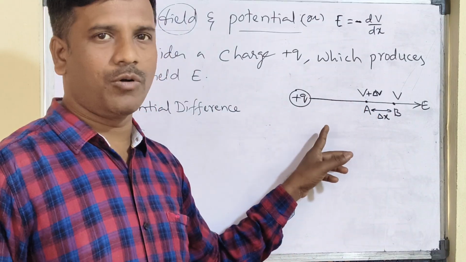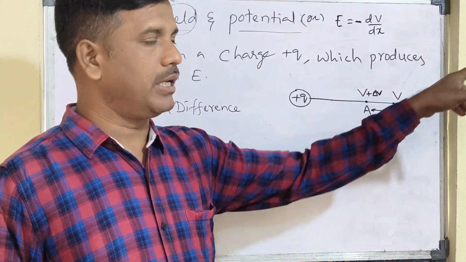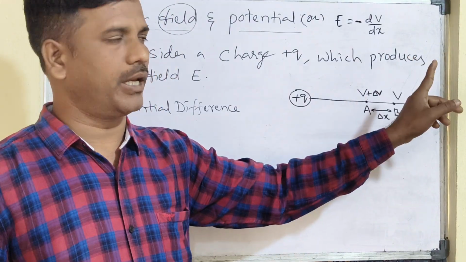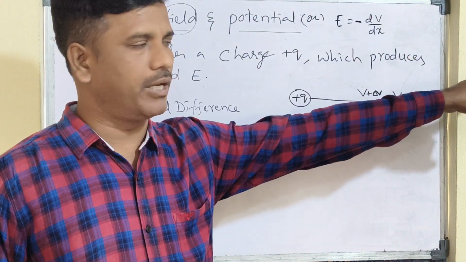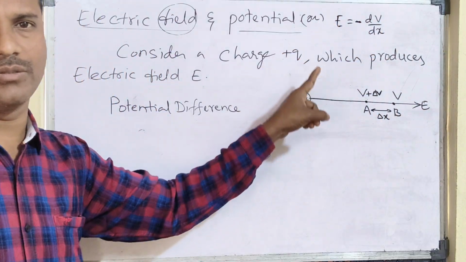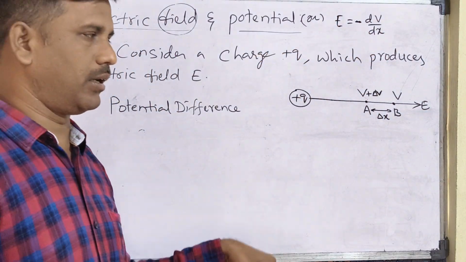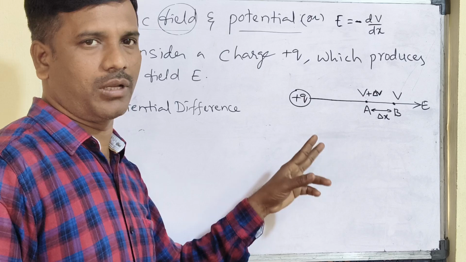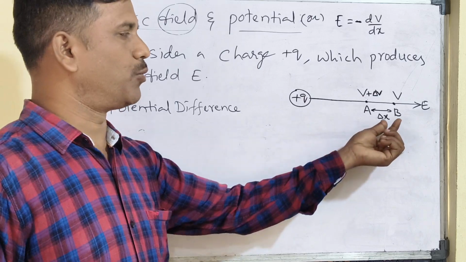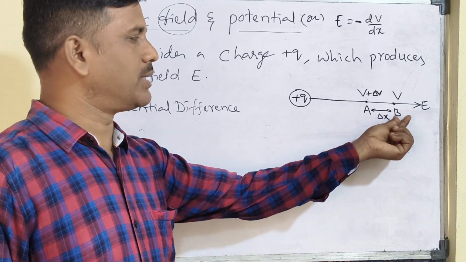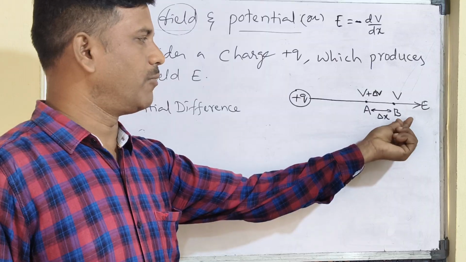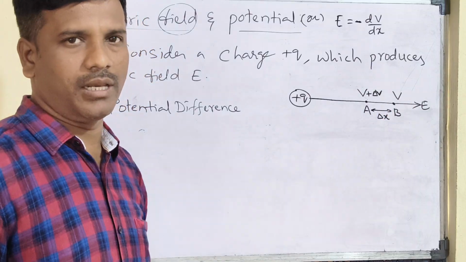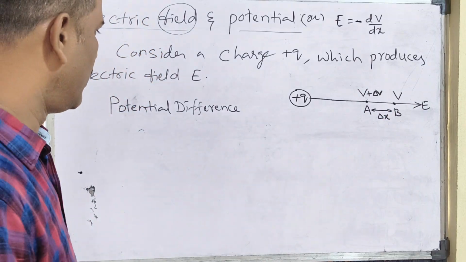Potential means the amount of work done in bringing a unit test charge from infinite distance to point P against the electric field. Infinite means total potential, but potential difference means the same work done from one point to another point against the electric field. That is the difference.